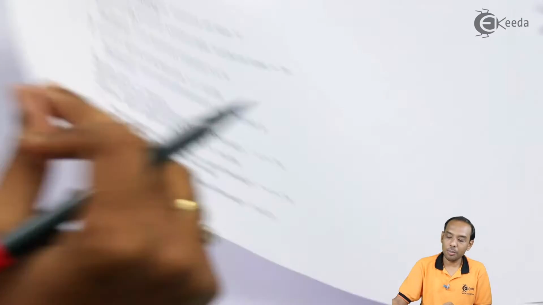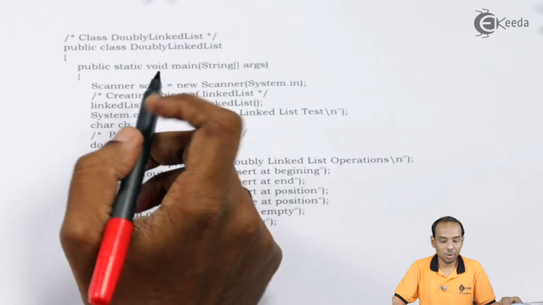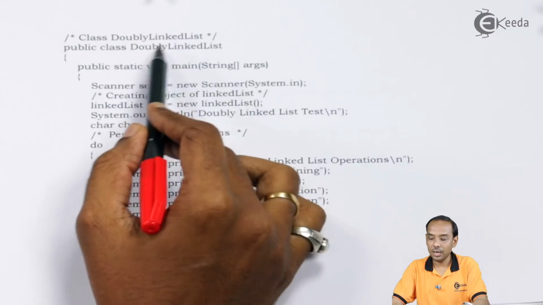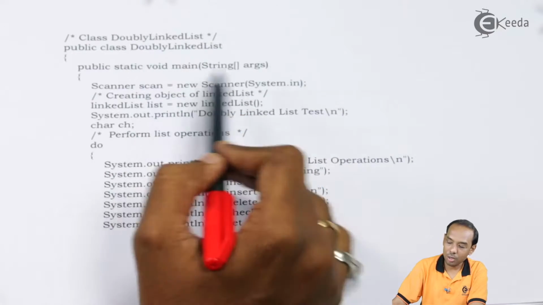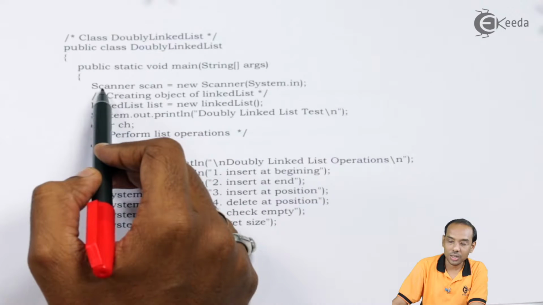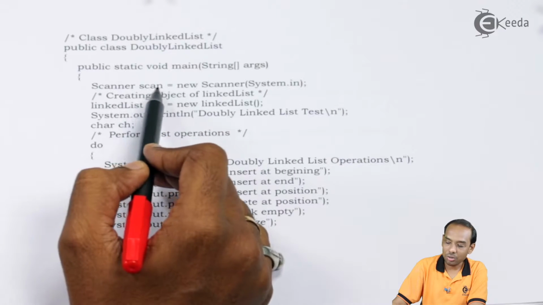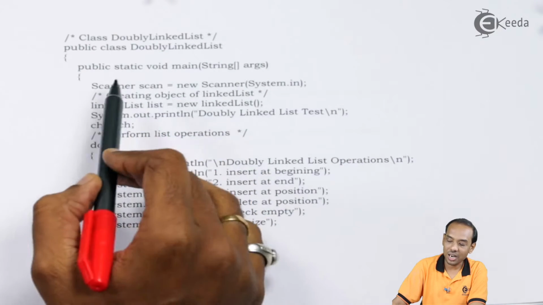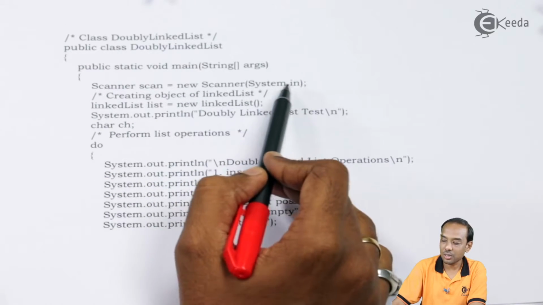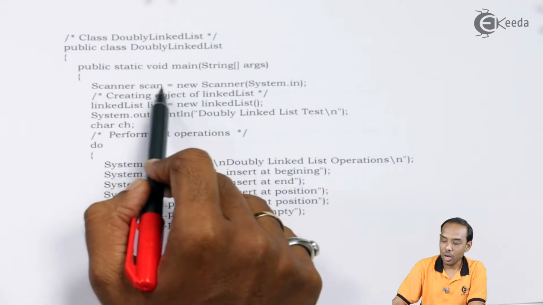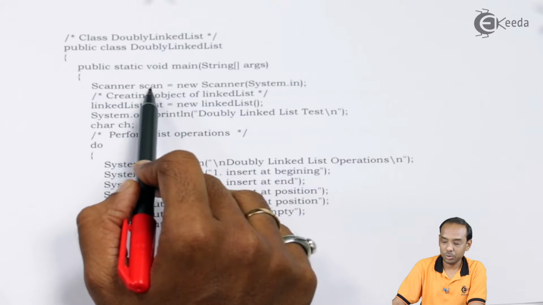Okay, then come to the next part, that is we are going to define the class called doubly linked list. Okay, inside main I'm going to take the value from the user using which object? That is the scan object. And now this scan object is the object of which class? Scanner class. Okay, so Scanner scan equal to new Scanner(System.in). So I get the values from the user in the scan object.